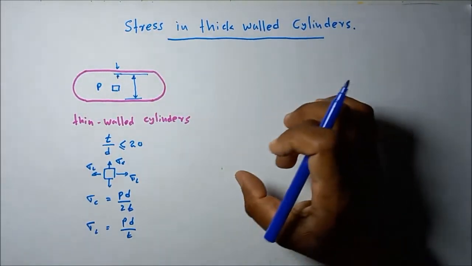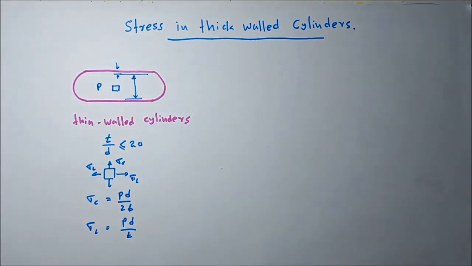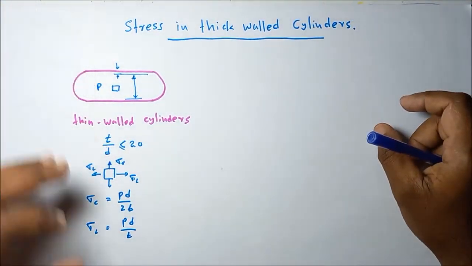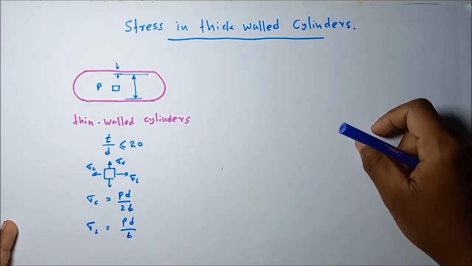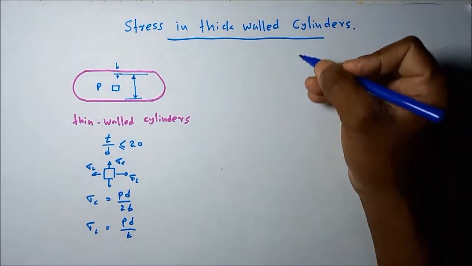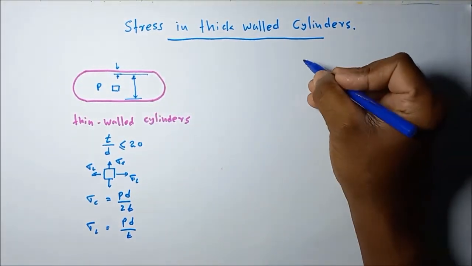These are called thin wall cylinders. Gas containers, fluid containers, fluid conveying tubes and gas conveying tubes can be categorized under thin wall cylinders. Those are the examples for thin wall cylinders. But in this lecture, we are going to discuss thick wall cylinders. What is meant by a thick wall cylinder? The wall is thick compared to the internal diameter.